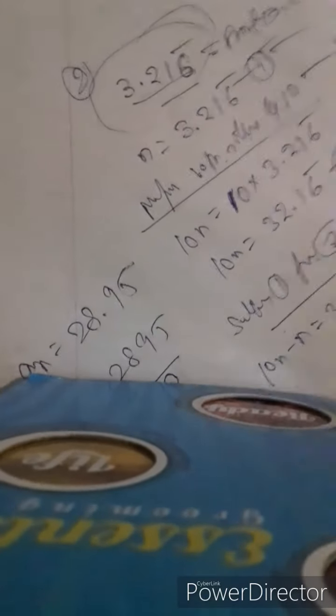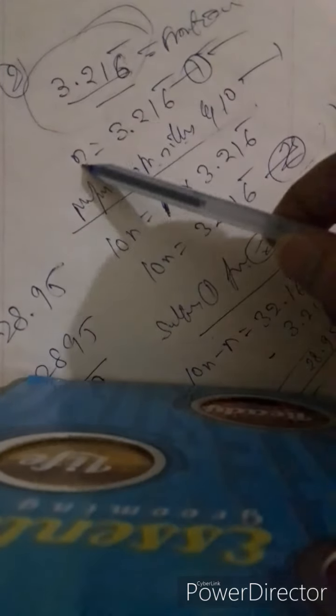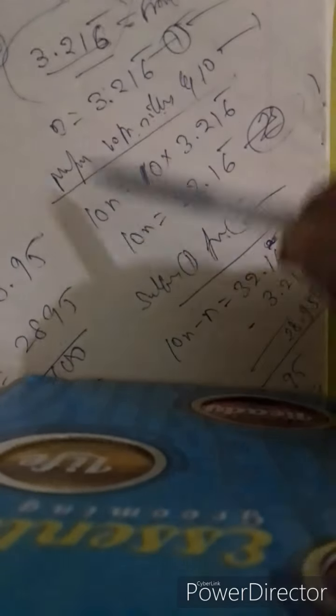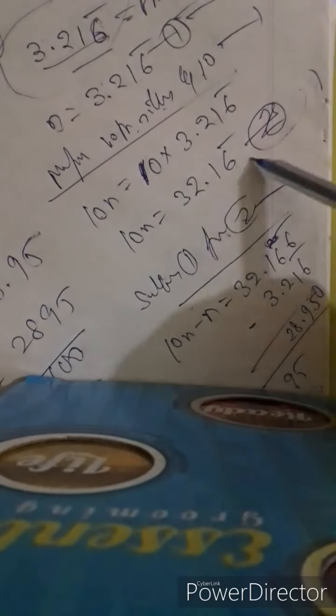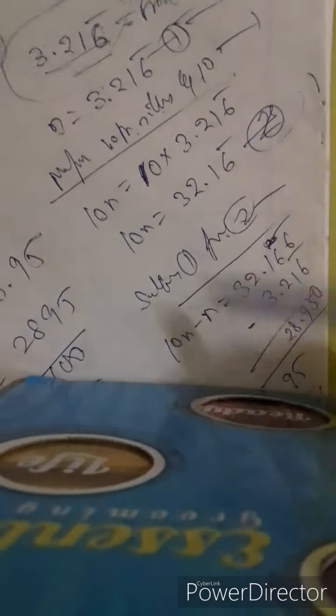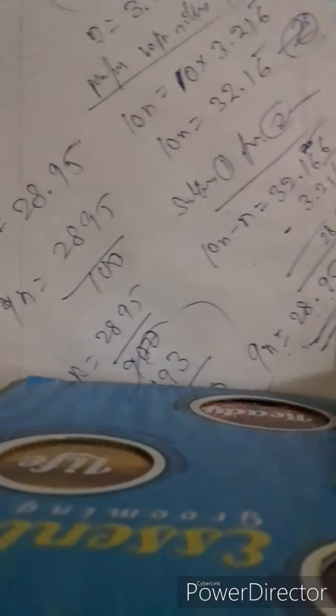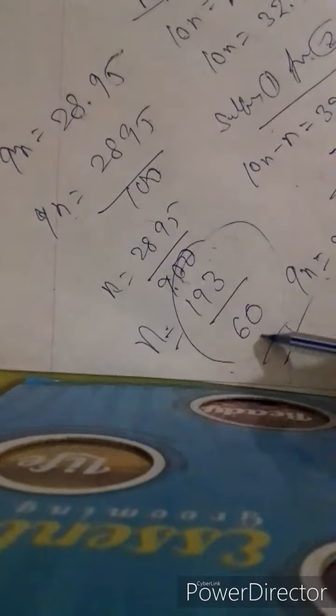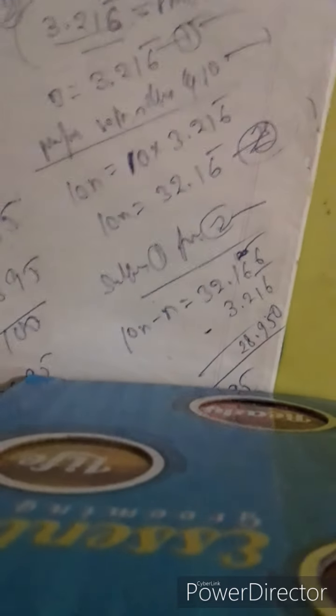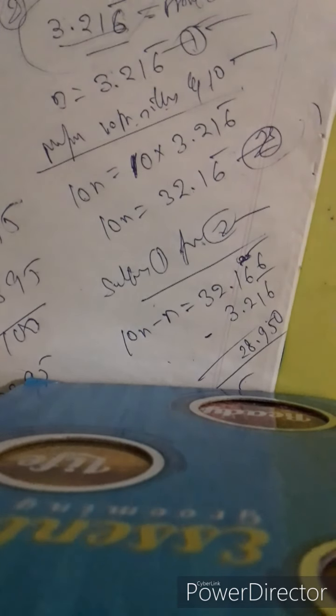After solving just by the first method, that is n equals 3.216 bar, 10n equals 32.16 bar. Subtracting 1 from 2, we got 9n equals 28.95. Then n equals 2895 divided by 900. So n becomes 193 by 60. All right, I hope you are clear with what I have done. I'll just take a look, you will understand by yourself.